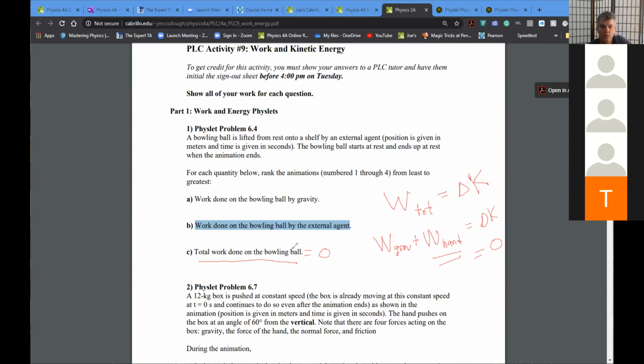But it has more potential energy now, though, right? Correct.